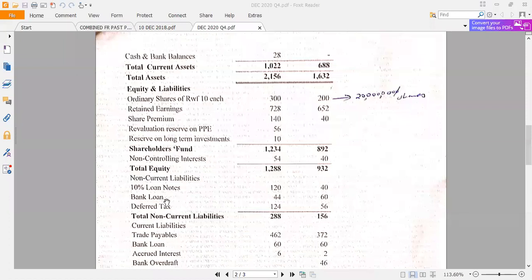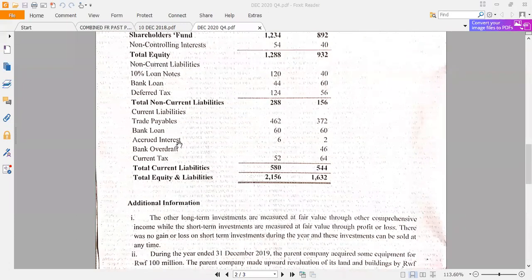Non-current liabilities, they are quite a number. There is 10% loan notes, bank loan, and deferred tax. I'm passing through everything so that when I'm referring to workings, I'll try to remember what I passed through. So total non-current liabilities, we have trade payables, we have bank loan, we have accrued interest. When calculating the interest paid, remember there is accrued interest, opening and closing.